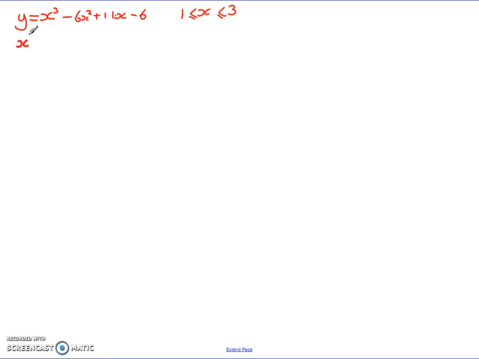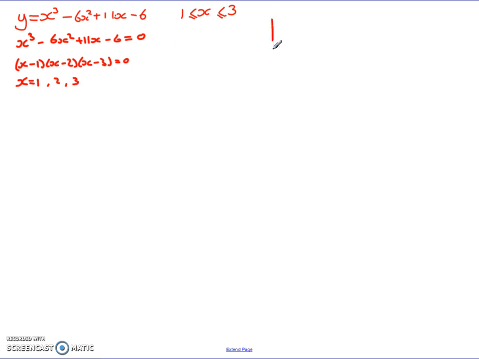So in this case, we take x cubed minus 6x squared plus 11x minus 6 and we set it equal to 0. To solve this, we have to factorise it. Factorising x cubed minus 6x squared plus 11x minus 6 gives us 3 roots. So I get x minus 1, x minus 2, and x minus 3 when I factorise it, and that equals 0. So I know I've got 3 roots: x equal to 1, 2, and 3.